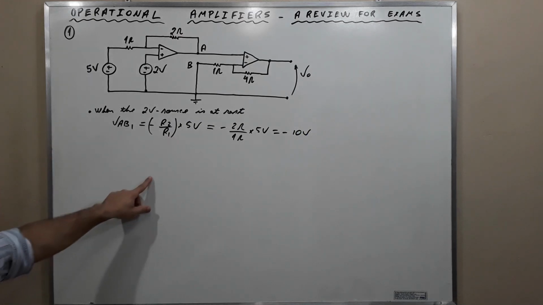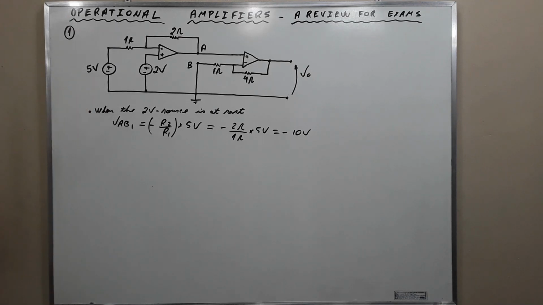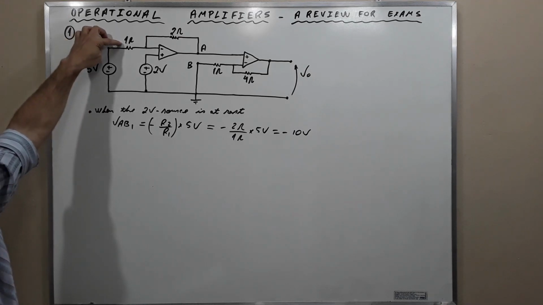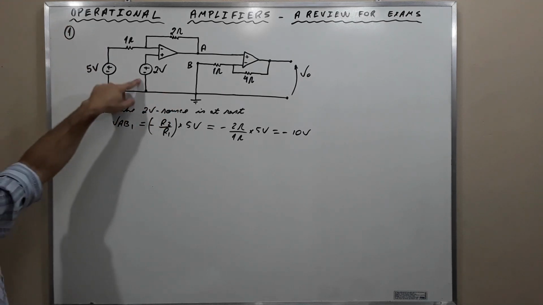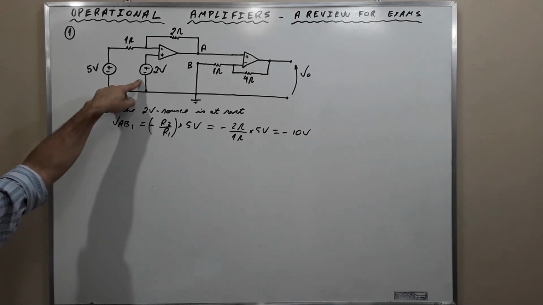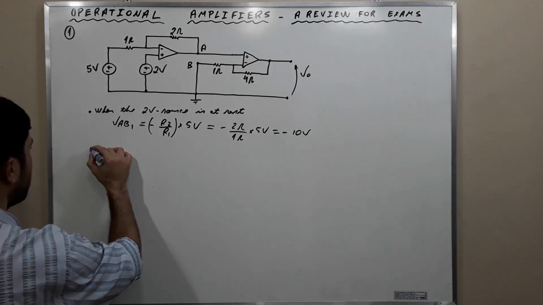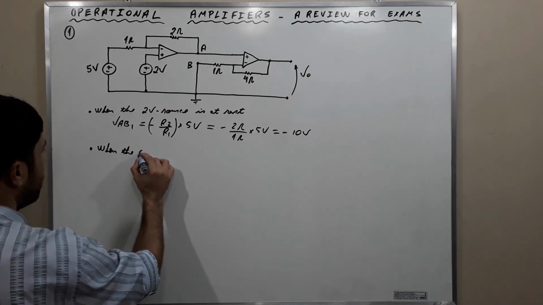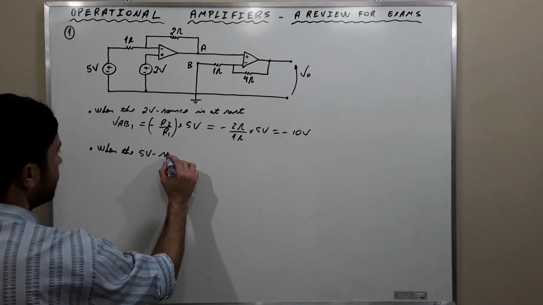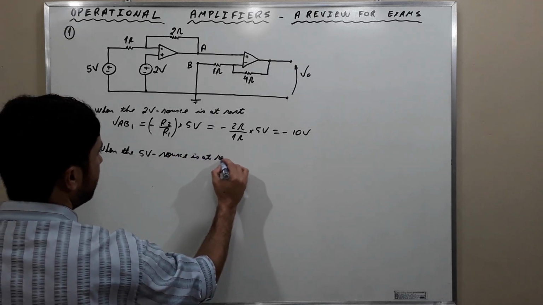Now we are going to put this voltage here at rest, and this is going to be a short circuit to ground. And this voltage source here is on, and this is off. When the 5-volt source is at rest.